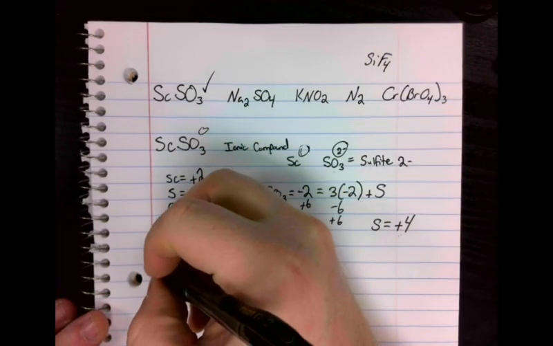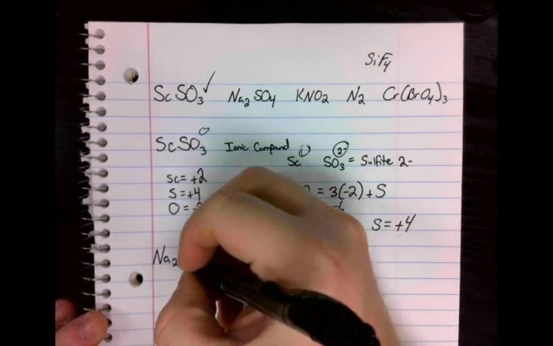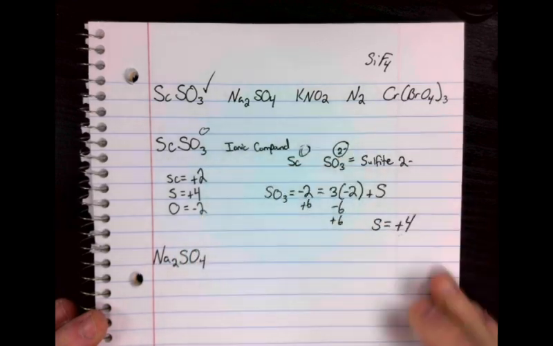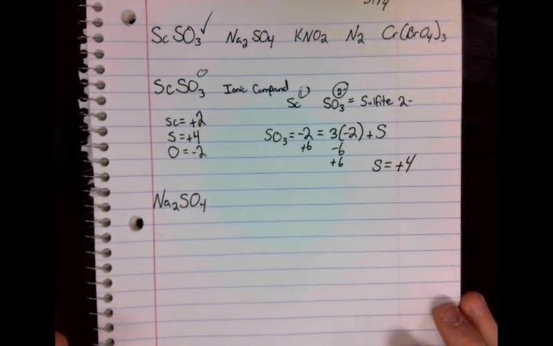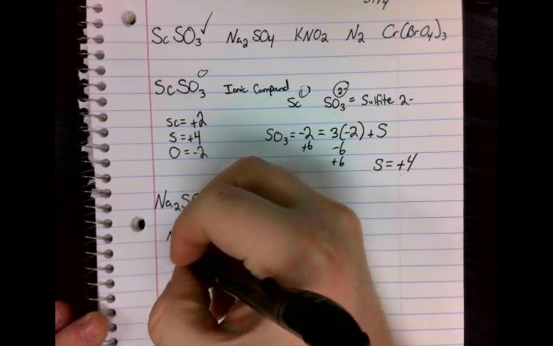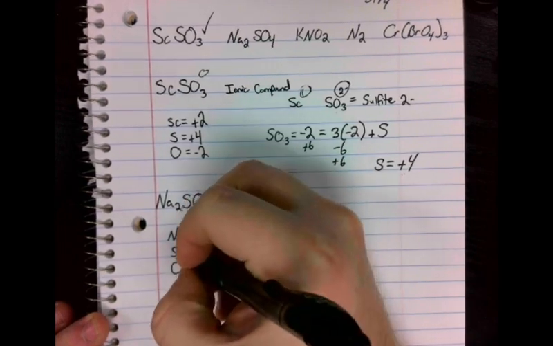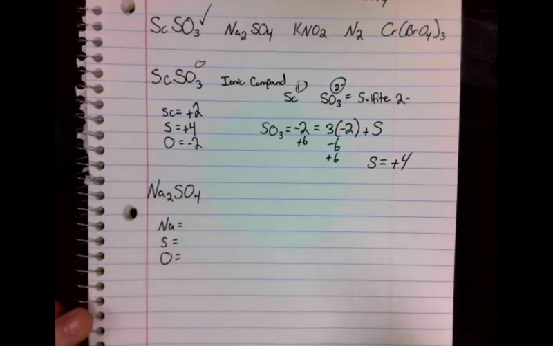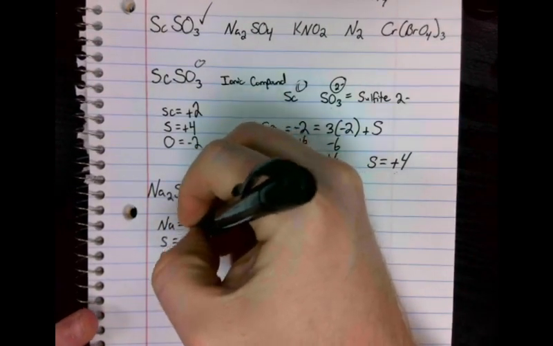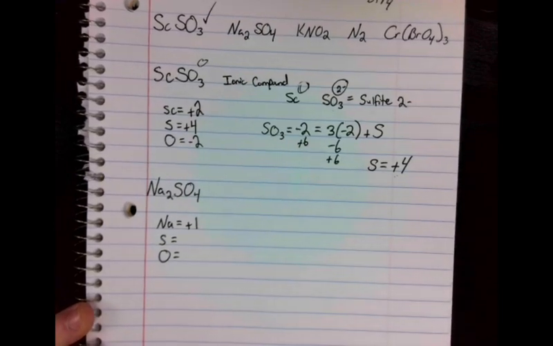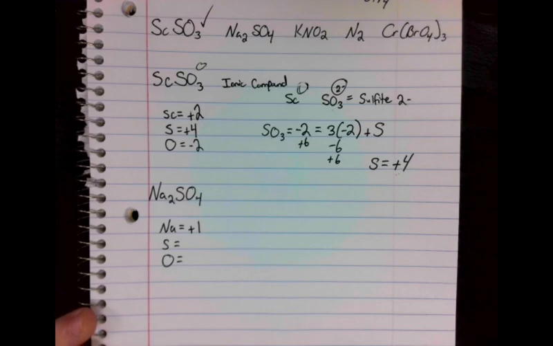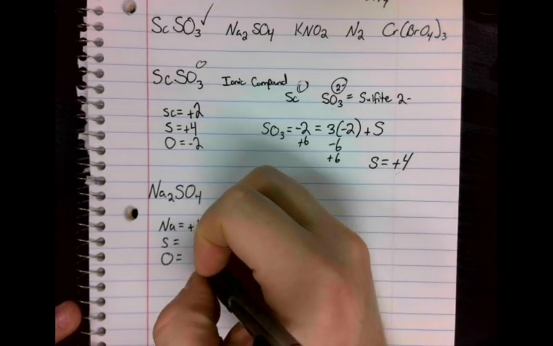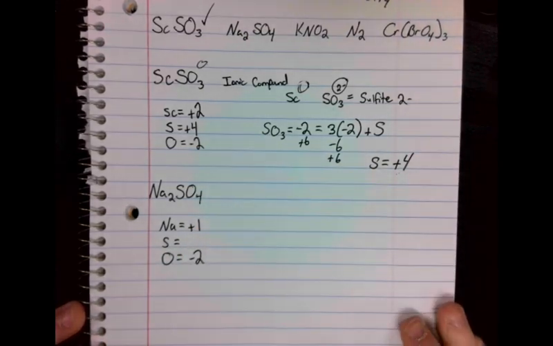Second example, we've got Na2SO4. So we've got Na, we've got S, and we've got O that we need to know the oxidation numbers of. First step, Na is always +1, because it's in the first column. That was rule number 5, I believe. Rule number 5 was that group 1A and group 2A always have +1 and +2 respectively. And just like last time, our oxygen has a -2. That's because of rule 4.